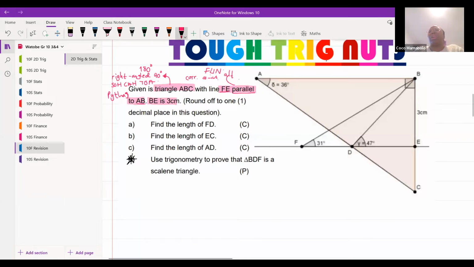Now, if we look at our drawing, they also tell us in our drawing, we've got an alpha over here. I don't even think that's alpha. I think that's omega. Now, they've told us here that omega is 36 degrees. We know that F down over here is 31 degrees. And this Y over here is 47 degrees. And they tell us that the length of BE is 3 centimeters. All right. So we're going to go ahead and answer the following 3 questions.